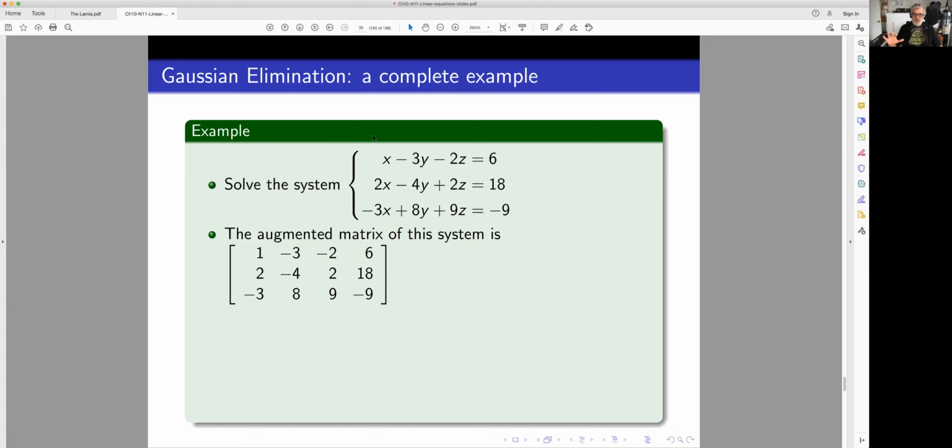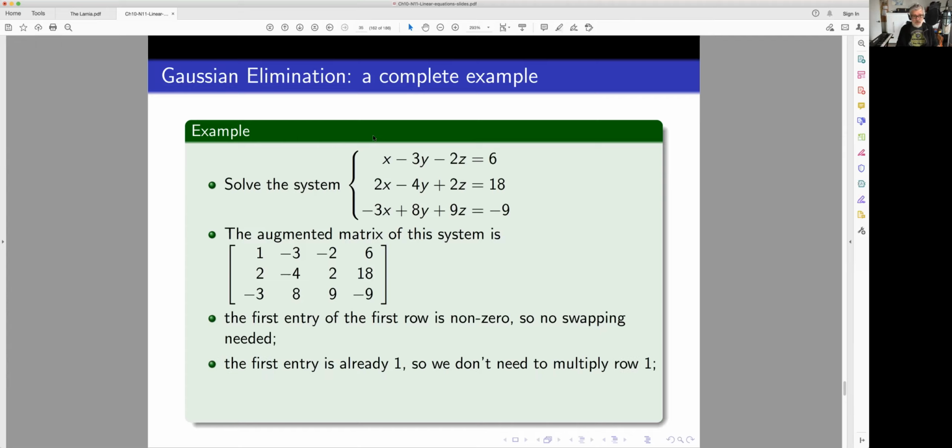Okay, so the first step of the algorithm is to make the top left entry non-zero. Here, what do we need to do? Nothing. It's already non-zero, so I don't need to exchange rows. The next step would be to make that entry equal to 1 by multiplying that row by the correct scalar. I don't need to do it, it's already 1, so I'm very happy with that. I'll show you a non-trivial case right after, you'll see.